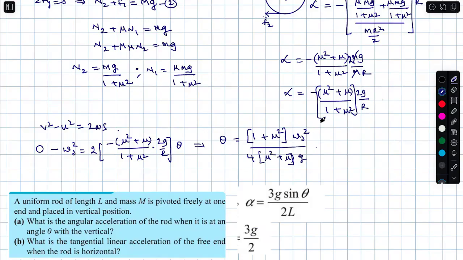That's not the answer. If theta is the angular displacement, divided by 2 pi gives the number of rotations, because 1 revolution per second is 2 pi radians per second. So if you want revolutions, divide the angle by 2 pi. Therefore, the number of revolutions done is equal to 1 plus mu square times omega naught square divided by 2 pi, that is 8 pi g times mu square plus mu.